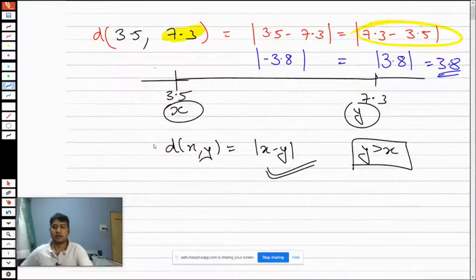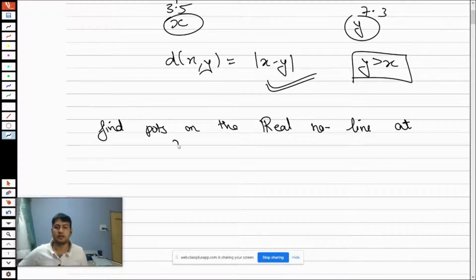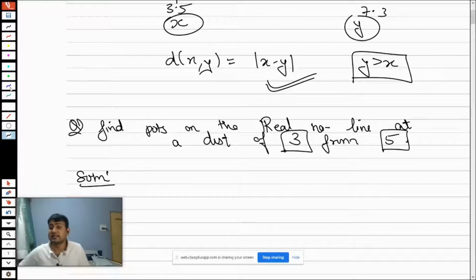So suppose I write: find points on the real number line which are at a distance of 3 from the point 5. So at a distance of 3 from the point 5. Okay, so this is, let's say, my question. The solution is very straightforward. Suppose that point is X, then the modulus of x minus 5, that is the distance of the point from 5, should be equal to 3.